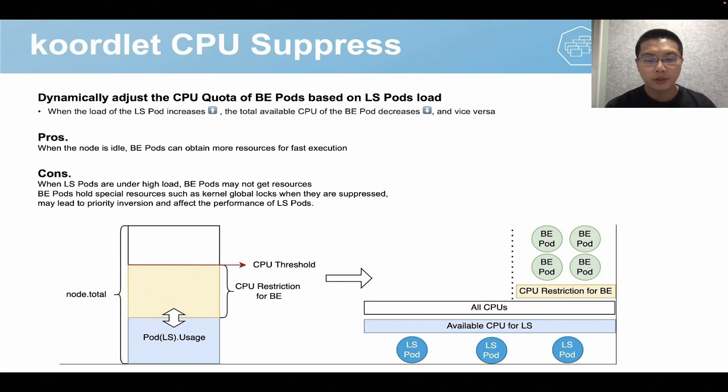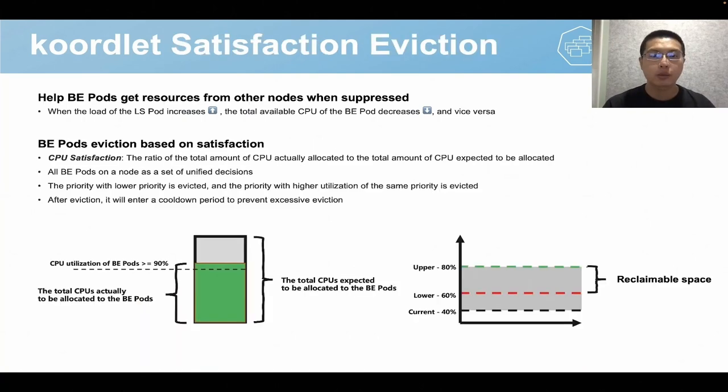Although CPU suppress can help best effort pods get more resources for faster execution, there are also some disadvantages. When the latency-sensitive applications are under high load, best effort pods may not get resources. Best effort pods that hold special resources such as kernel locks when they are suppressed may cause priority inversion and affect the performance of LSR pods.